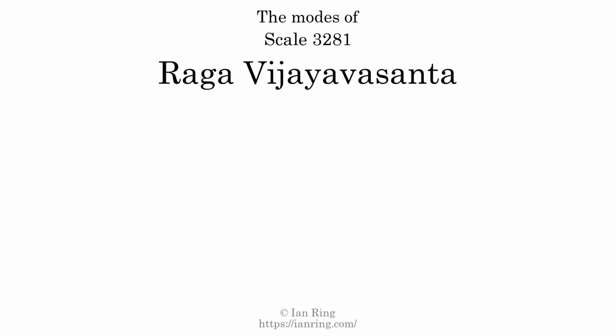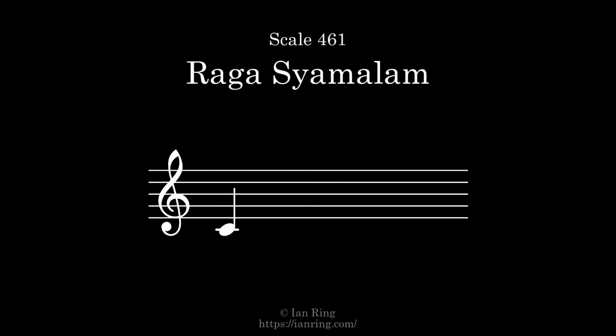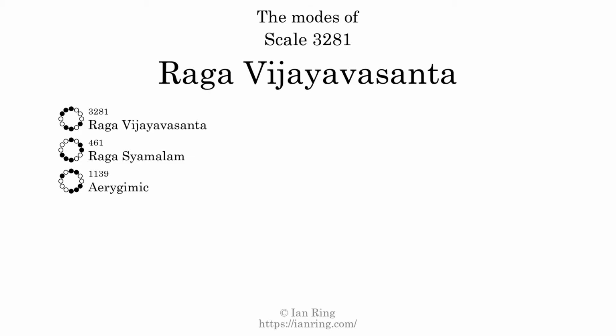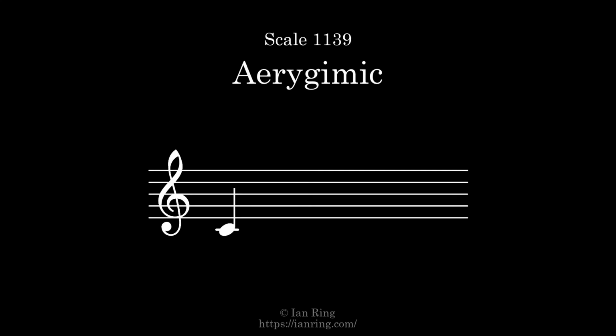This scale has 6 modes. The first mode is itself. The second mode is scale 461, also known as Raga Vijayavasanta. It sounds like this. The third mode is scale 1139, also known as Heteromorphisms. It sounds like this.